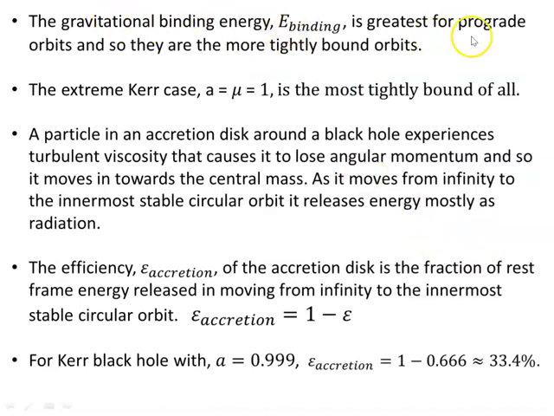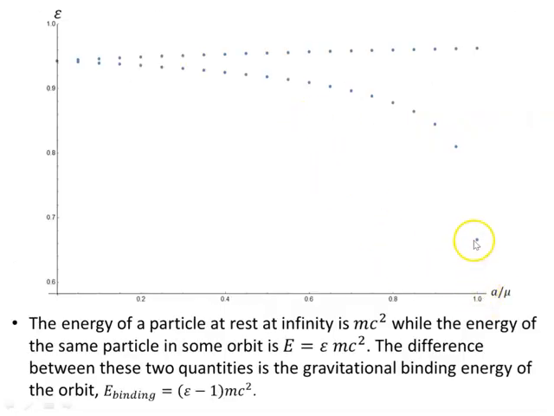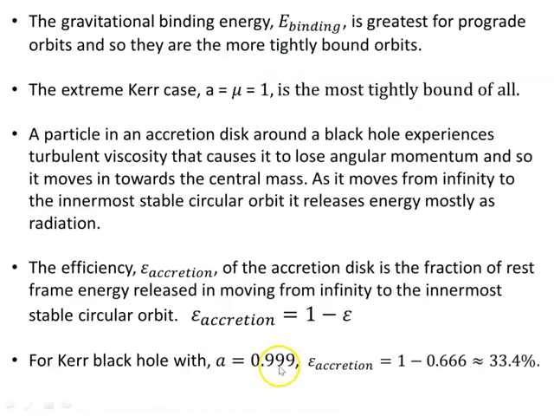So E binding is greatest for prograde orbits, and so they are the more tightly bound orbits. The extreme Kerr case, A equals 1, is the most tightly bound of all. As you can see on the previous slide, it's just about down here somewhere. The difference between this point here, which is 0.67 or so, and 1 is huge. Now, how is that useful? Because a particle co-rotating with a black hole is more tightly bound than one rotating in the opposite direction.